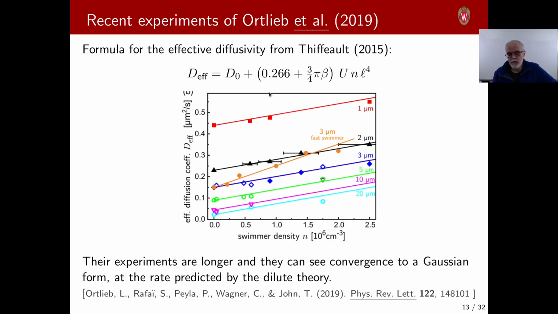Basically, with experiments, of course, once you know what other things to look for, you can do a different experiment. In this case, one thing they did is they ran the experiments quite a bit longer than the Leptos et al. experiment. And they were able to confirm most of the features in this dilute theory quite accurately. In particular, the rate at which the distribution converges to a Gaussian is roughly as predicted by the dilute theory, and also the expression for the effective diffusivity that's given in the paper fits the data remarkably well across different sizes of beads, for instance, or different speeds of swimmers.